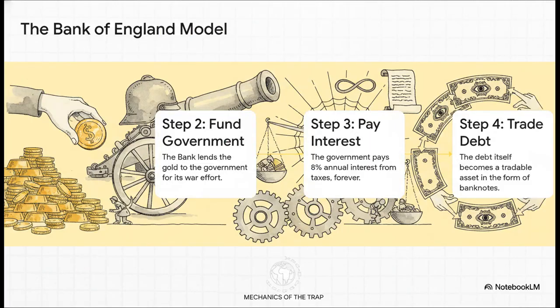And this is just a brilliant illustration of how the first layer of the trap worked. You've got wealthy merchants lending their money, and in return they get a permanent, never-ending stream of income, all paid for by taxpayers. The government gets some money it needs for its war, and the debt itself, in the form of banknotes, actually becomes a new kind of currency. The first piece of the puzzle was in place.